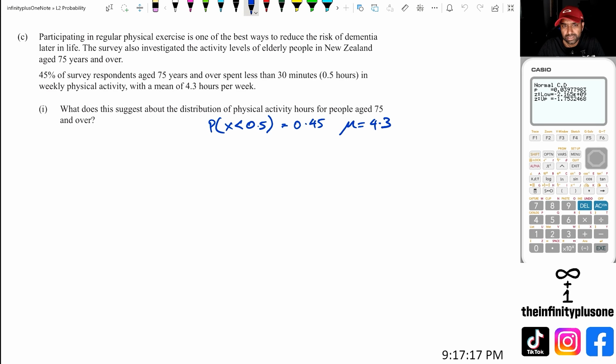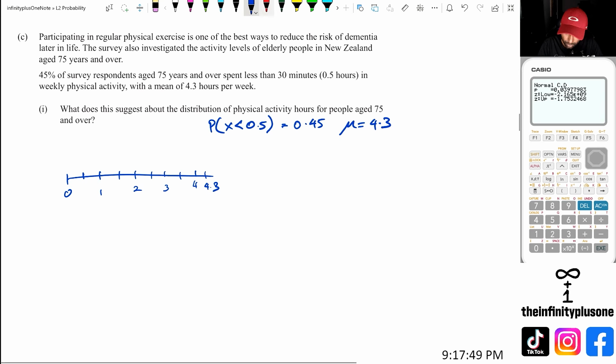Now, let's say we actually draw this as a graph. I need you guys to imagine this. So let's say this is 0, and then this is 1, 2, 3, 4, 4.3. So somewhere there is 4.3. That's 2, that's 3, that's 4. Maybe a little bit closer. There we go. That's 4.3 right now. Now it says probability of X less than 0.5 is 0.45. So you basically got 45% in this box right there.